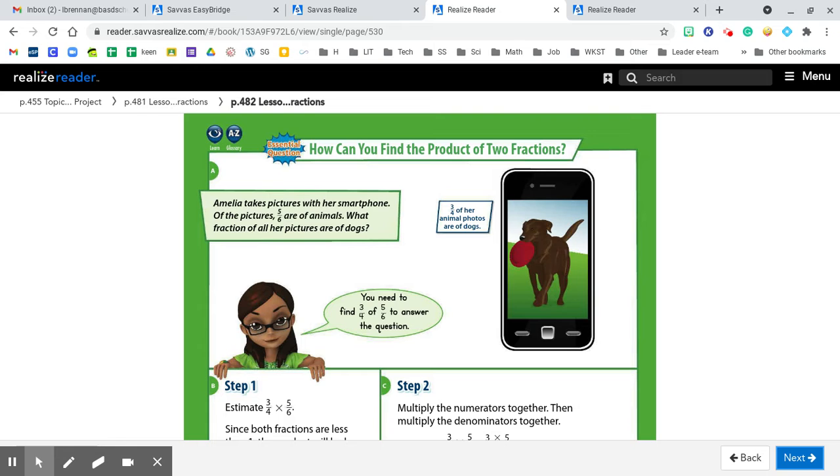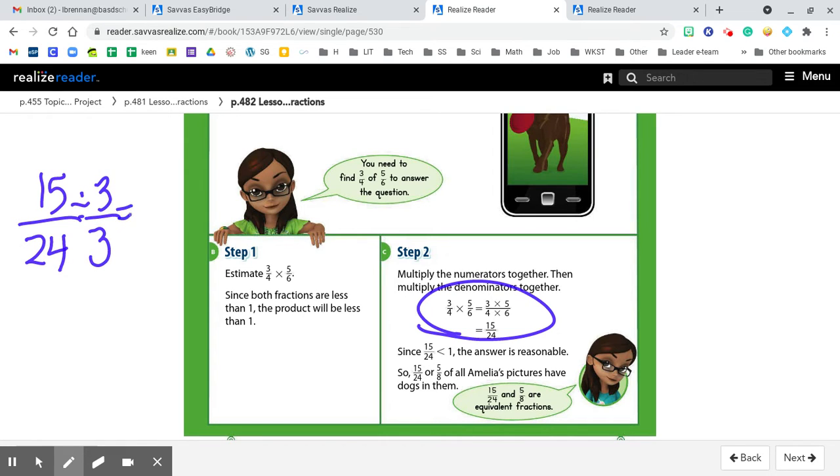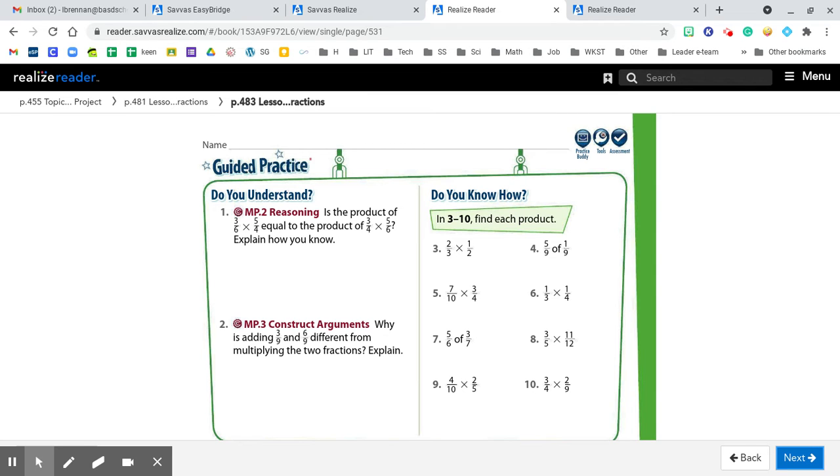How can you find the product of two factors? As you scoot down, you need to find 3/4 of 5/6 to answer the question. You can estimate and then solve the actual question. 3 times 5 is 15. 4 times 6 is 24. So you have 15/24. Those are both composite numbers. They have a common factor of 3. So we can divide by 3/3, and we get 5/8. Don't forget reducing to lowest terms. It's what they want to see in middle school.